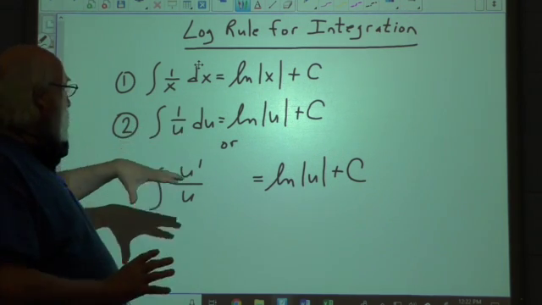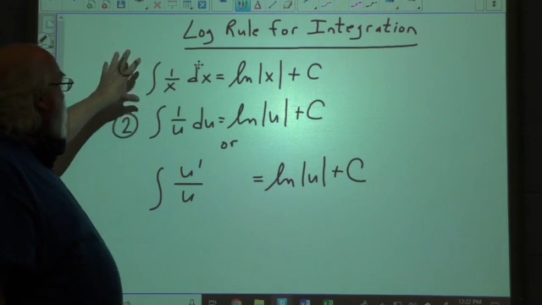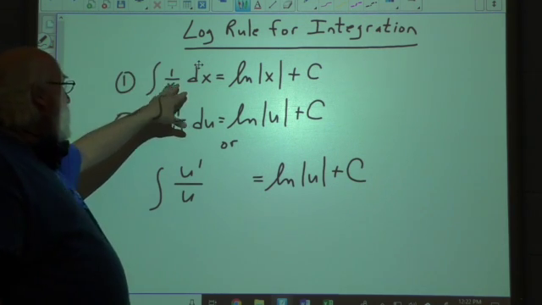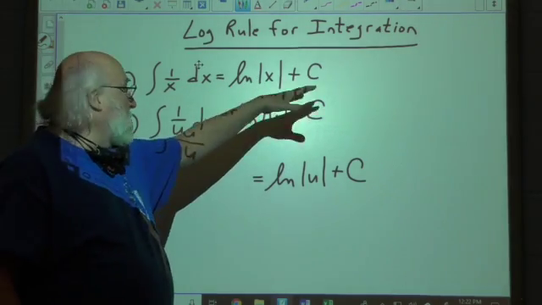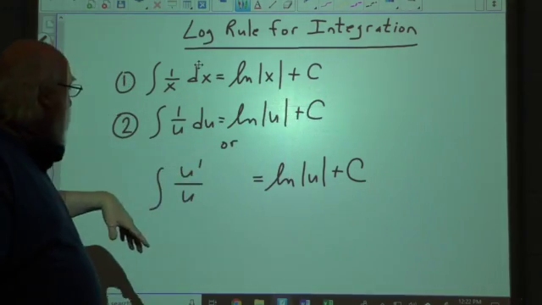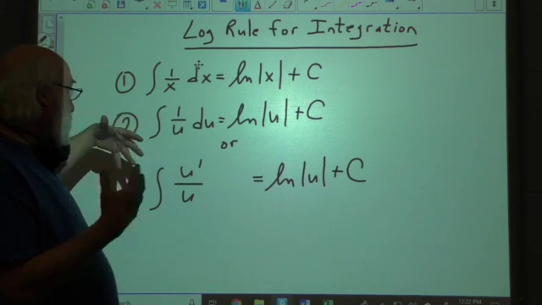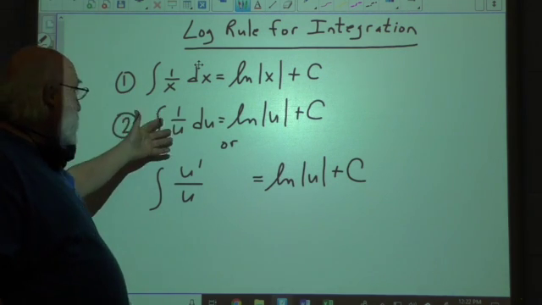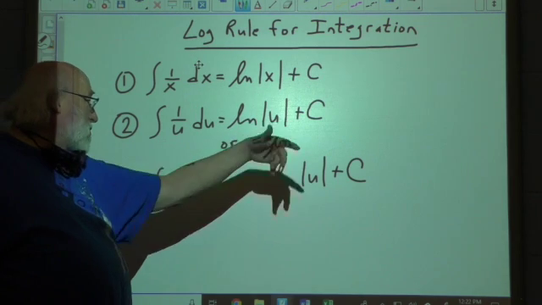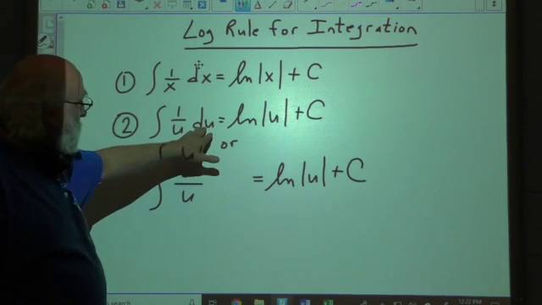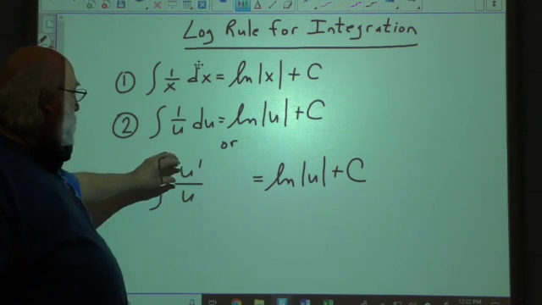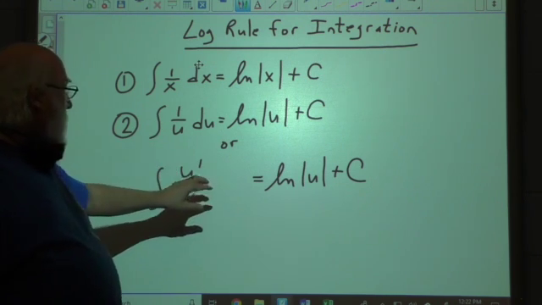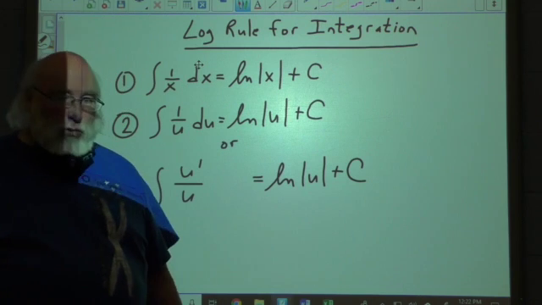The basic rule for this is that the integral of 1 over x dx is equal to the natural log of the absolute value of x plus c. Okay? And that means then in terms of u it is exactly the same thing. 1 over u du equals the natural log of u plus c. Or, since the differential of u is also known as u prime, you can rewrite this as u prime over u equals the natural log of u plus c.